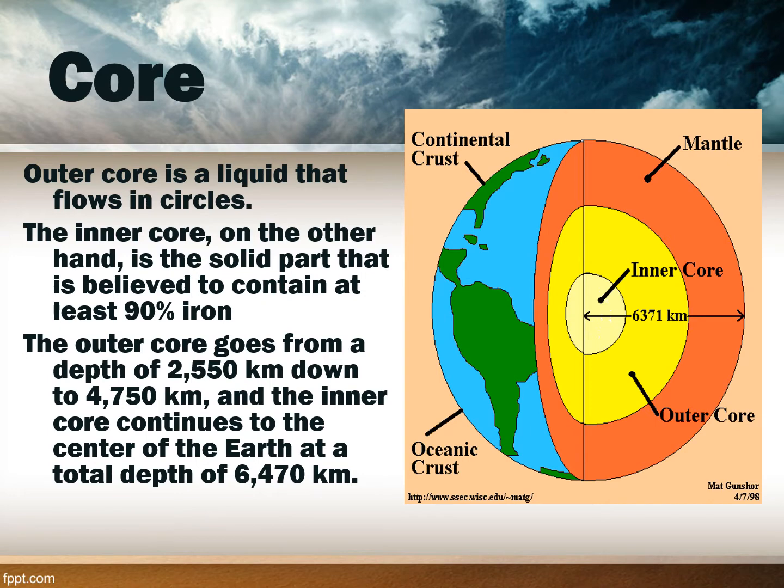Now let's talk about the core. The outer core is a liquid that flows in circles, and it is a source of the magnetic field. The inner core, on the other hand, is a solid part that is believed to contain at least 90% iron. The outer core goes from a depth of 2,550 kilometers down to 4,750 kilometers, and the inner core continues to the center of the Earth at a total depth of 6,470 kilometers.